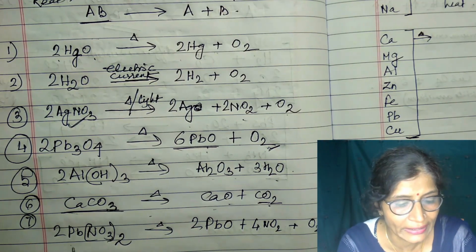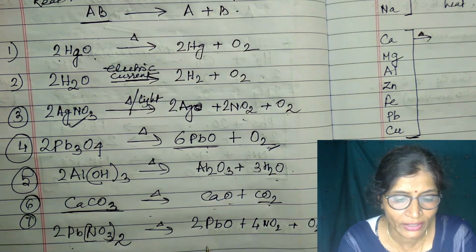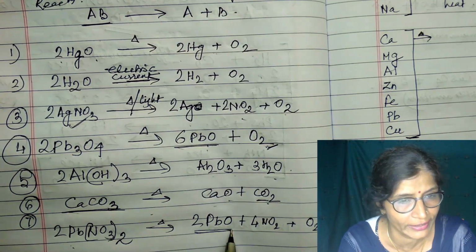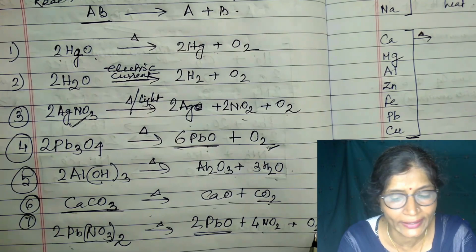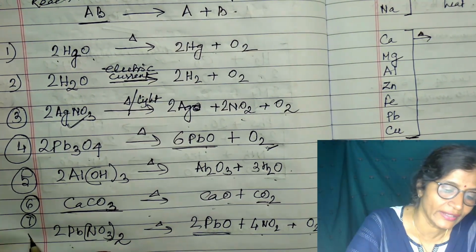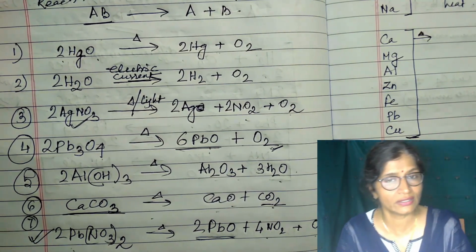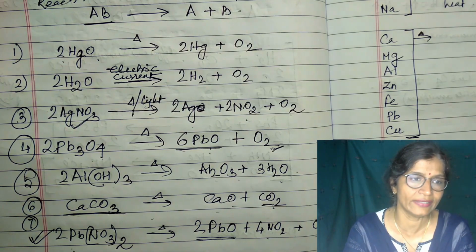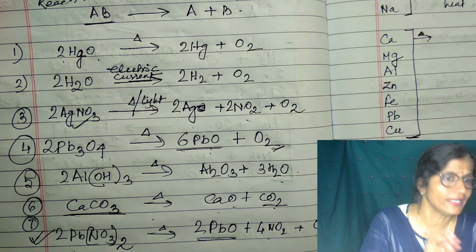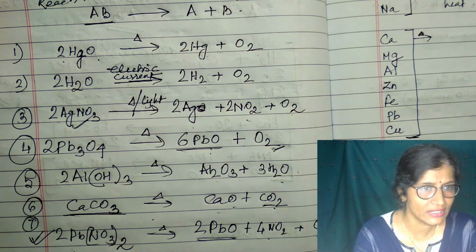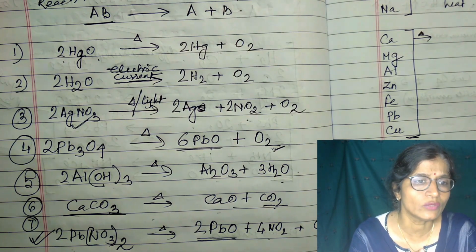In the same way, lead nitrate, when heated, will give a yellow residue of lead oxide, a reddish brown gas, that is nitrogen dioxide, and oxygen. All these we can easily carry out in the laboratory. Now suppose lead nitrate salt is taken in a test tube. It is white in color, and when it is heated, then what will happen?